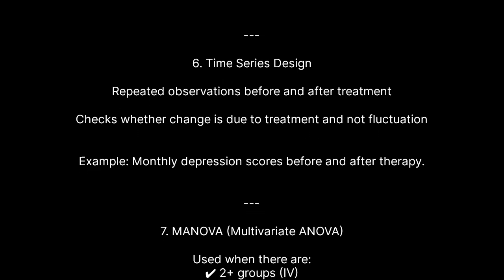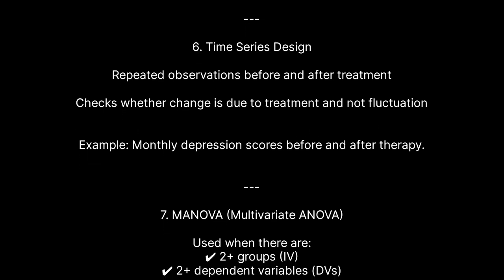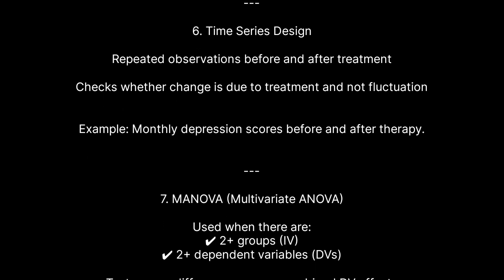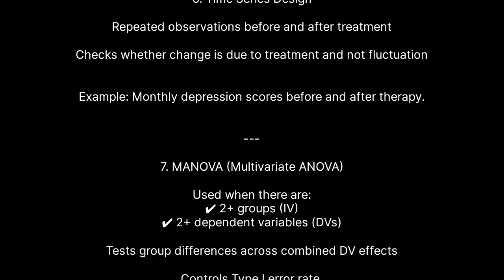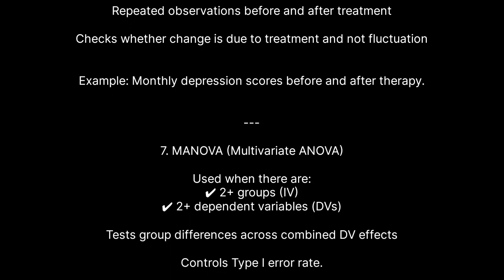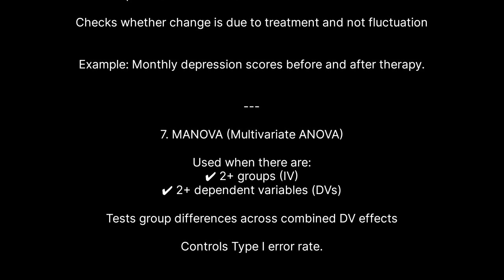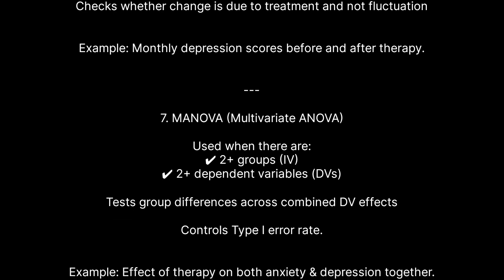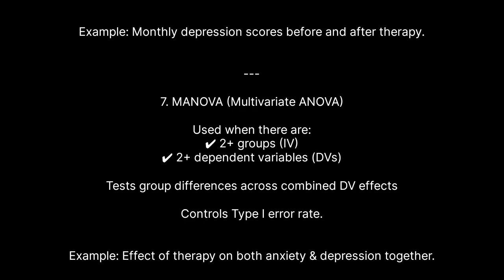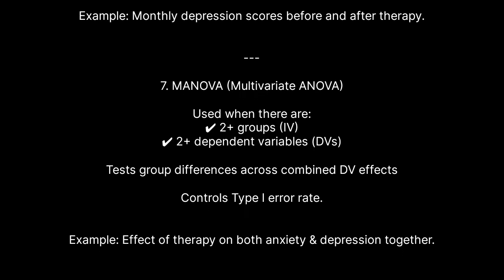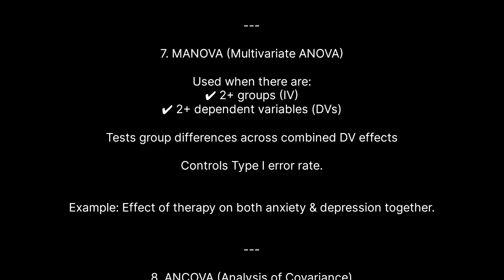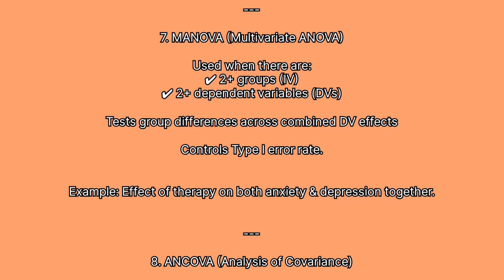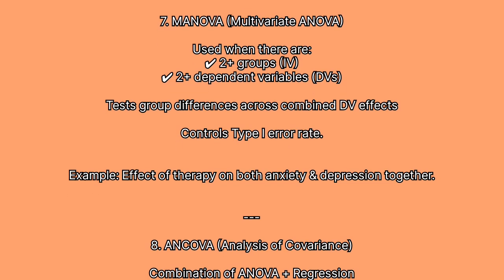Seventh one is MANOVA, multivariate ANOVA. This is used when there are two or more groups, the independent variable, and two or more dependent variables, DVs. It tests whether group differences occur on the combined dependent variable effects and controls the Type 1 error rate. For example, the effect of therapy on both anxiety and depression together.